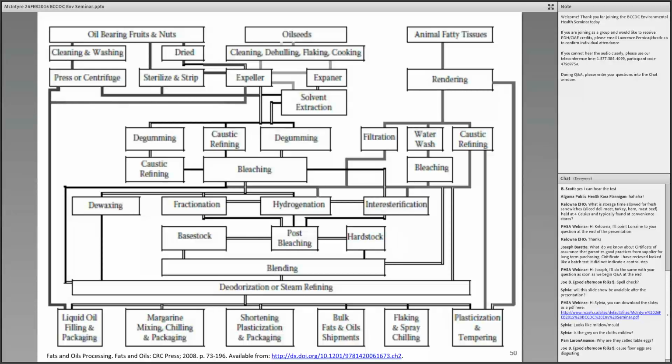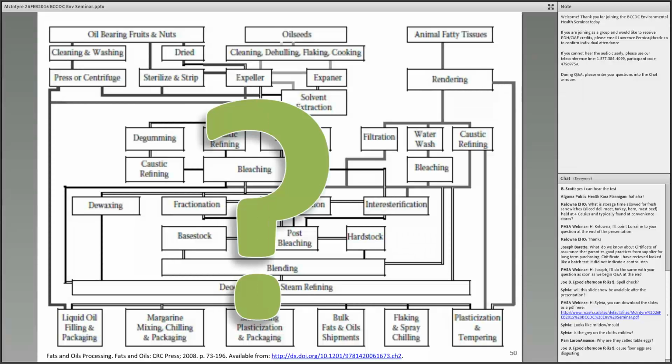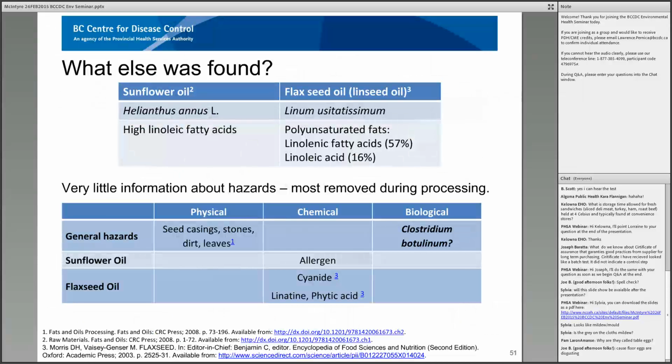Oh! There's all kinds of ways to make oil, but it's a heavily, heavily processed thing. It's unbelievable, actually. You look at all of these different things. Some of them degum them, and they have caustic refining, or they bleach it, they filter it. There's all kinds of stuff they do. So what are the hazards? Again, I don't know. So I consulted the literature.